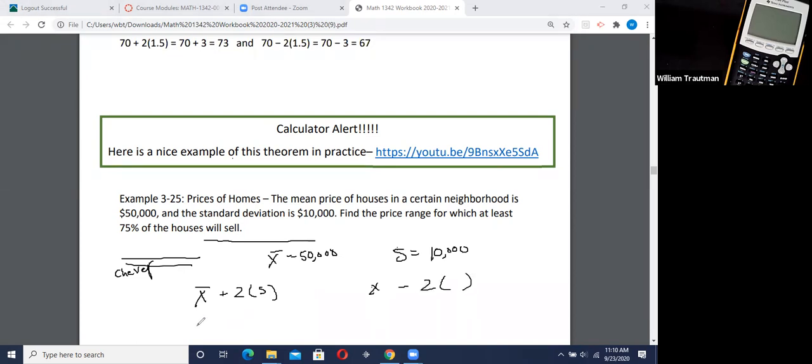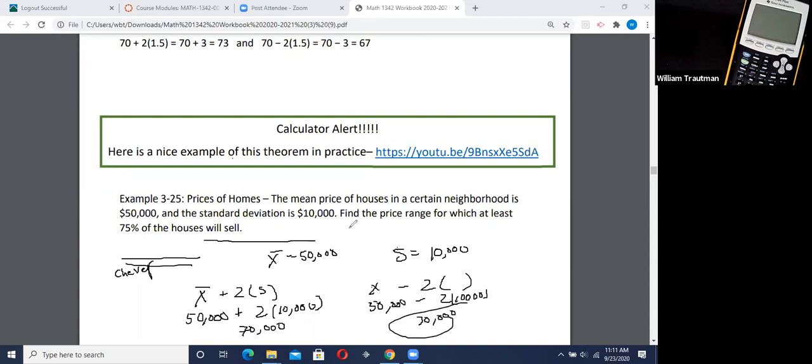So the average is 50,000. I should have done a small one on the left. 2 times standard deviation for this is 10,000. So the high number is 50,000 plus 2 times 10,000, which is 70,000. And the low number is 50,000 minus 2 times 10,000. 50,000 minus 20,000 is 30,000.